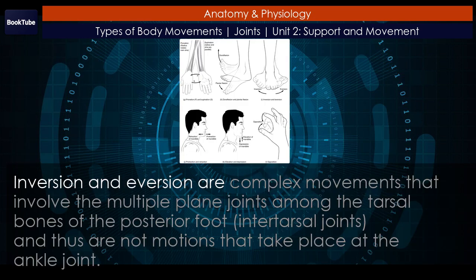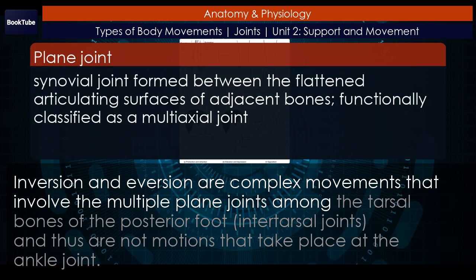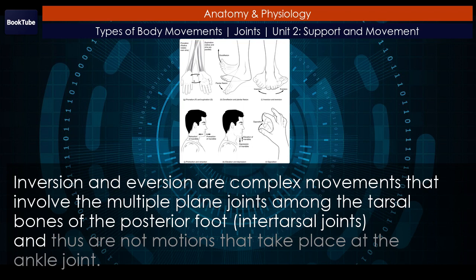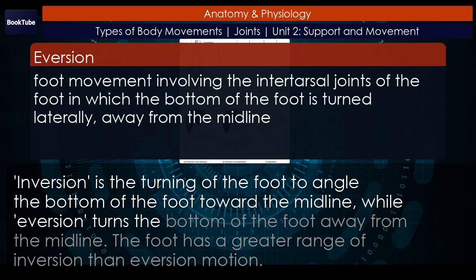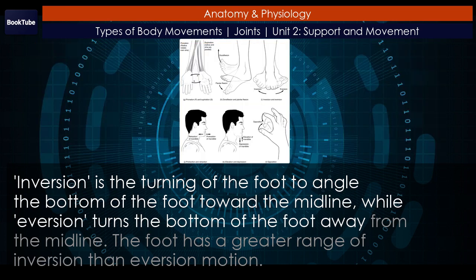Inversion and eversion are complex movements that involve the multiple plane joints among the tarsal bones of the posterior foot, the intertarsal joints, and thus are not motions that take place at the ankle joint. Inversion is the turning of the foot to angle the bottom of the foot toward the midline, while eversion turns the bottom of the foot away from the midline. The foot has a greater range of inversion than eversion motion.